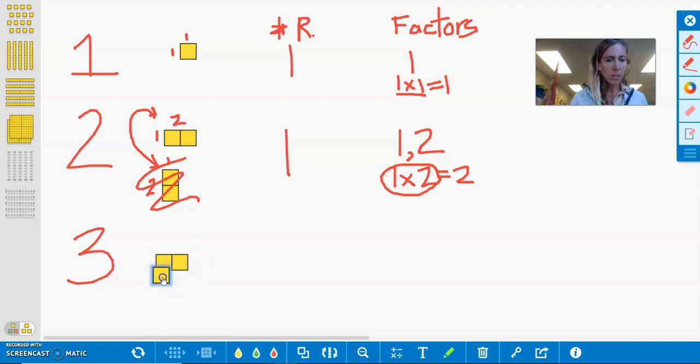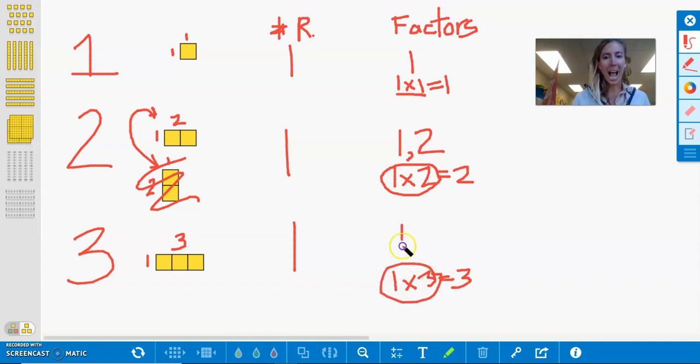Could I go like this for another rectangle? No, because that's not a rectangle. All right, I would need another piece. So, oh my gosh, I only have one again. So I'm going to say here is my side length of 3, side length of 1, and I have one rectangle. Now what are my factors? 1 times 3 is 3. So here are my factors. How many factors do I got? I have 2, and they're 1 and 3.